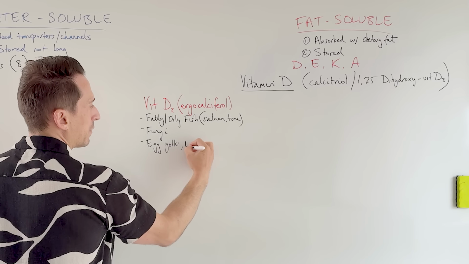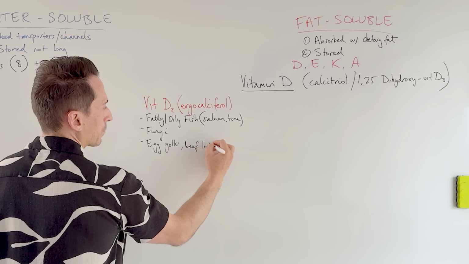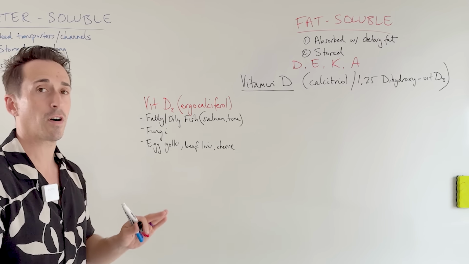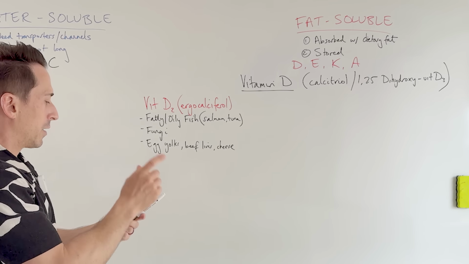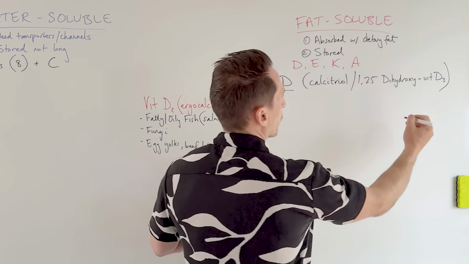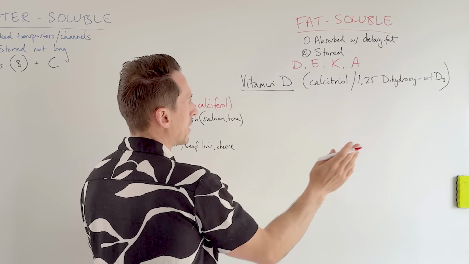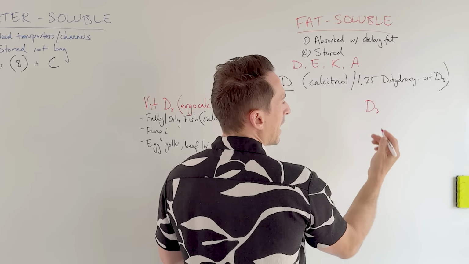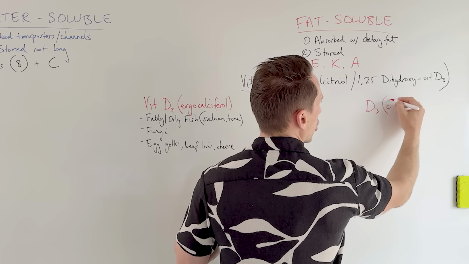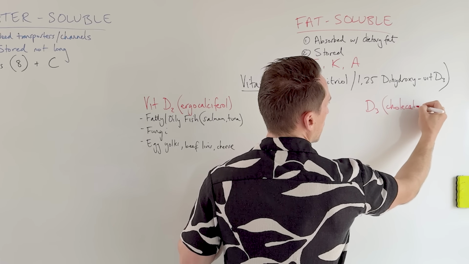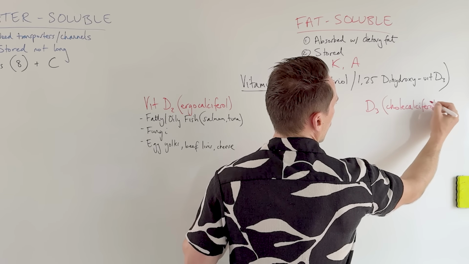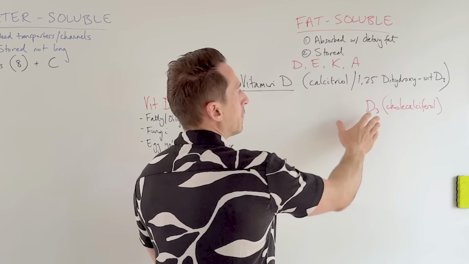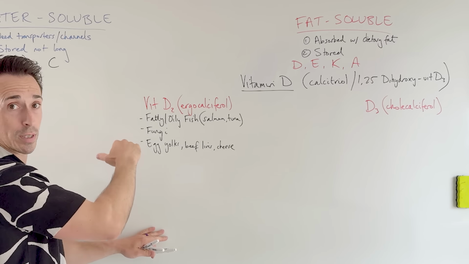We can get it from beef liver, right? We can get it from cheese. So these are the dietary means that we can get vitamin D2. There's vitamin D3, right? Now, vitamin D3, so let's write it like this. Vitamin D3, it has another name. Its other name is cholecalciferol, right? Ergocalciferol, cholecalciferol. Now we can obtain vitamin D3 through the same sources, right?